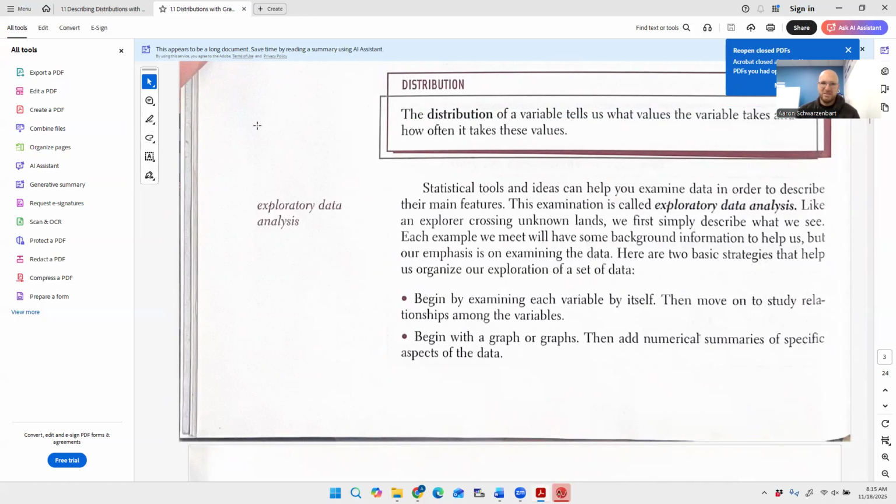The examination of what we're doing is called exploratory data analysis. We're essentially exploring our data to see if we see anything, to look for patterns that might be meaningful.